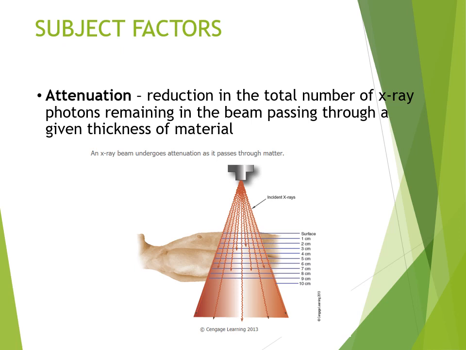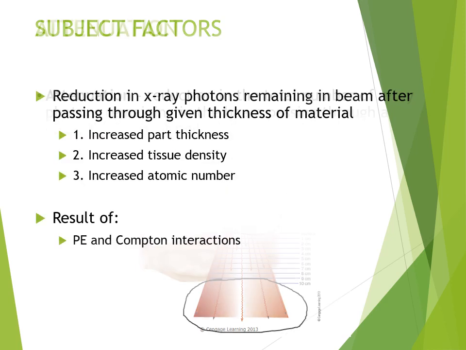So if we look at the number of X-rays before they go through the patient as the useful beam or incident X-rays, there's going to be more of them. There'll be less that make it through the patient. And that's called attenuation, a reduction in the total number of X-rays as they traverse the patient.